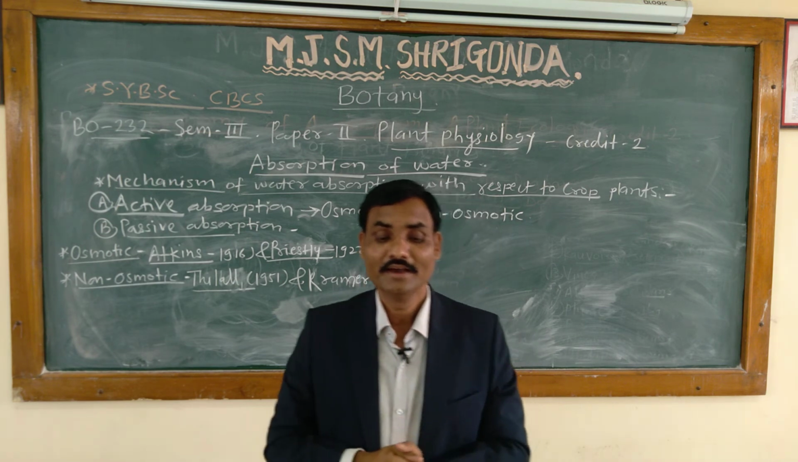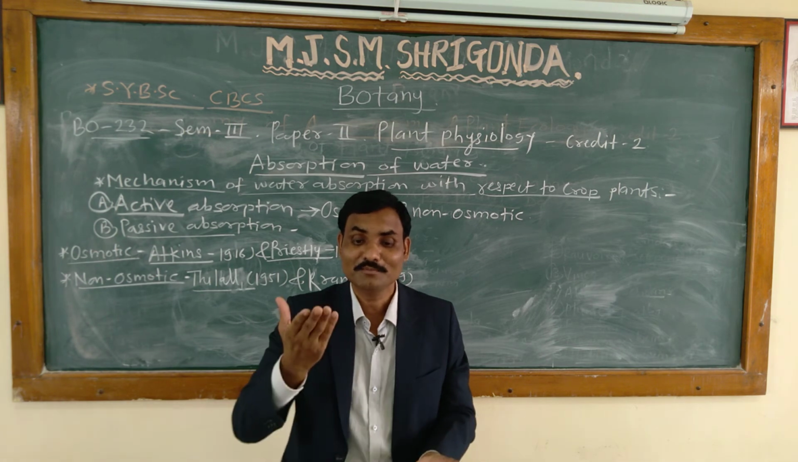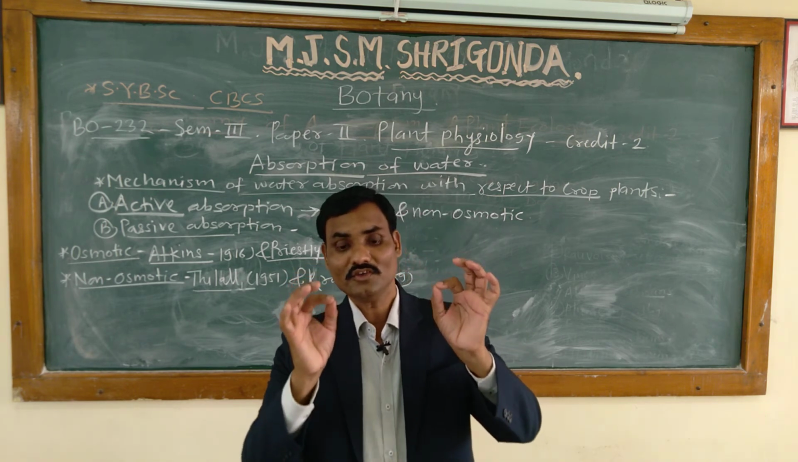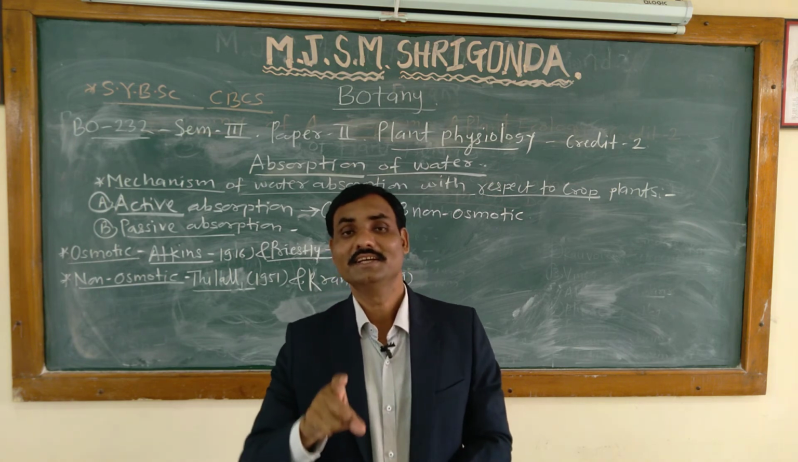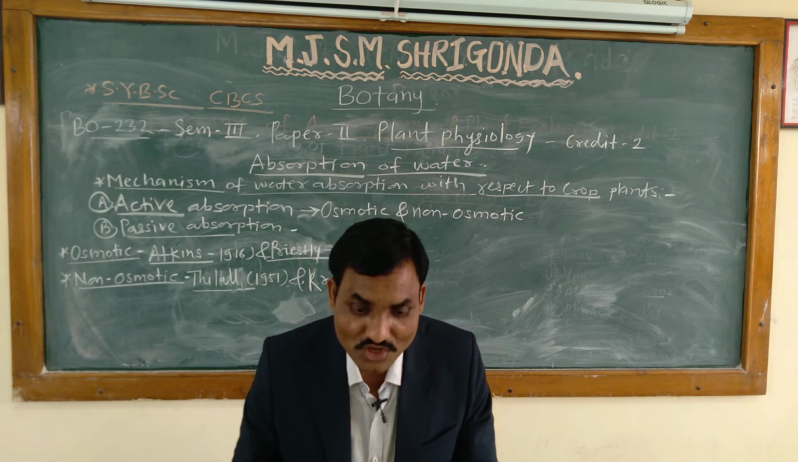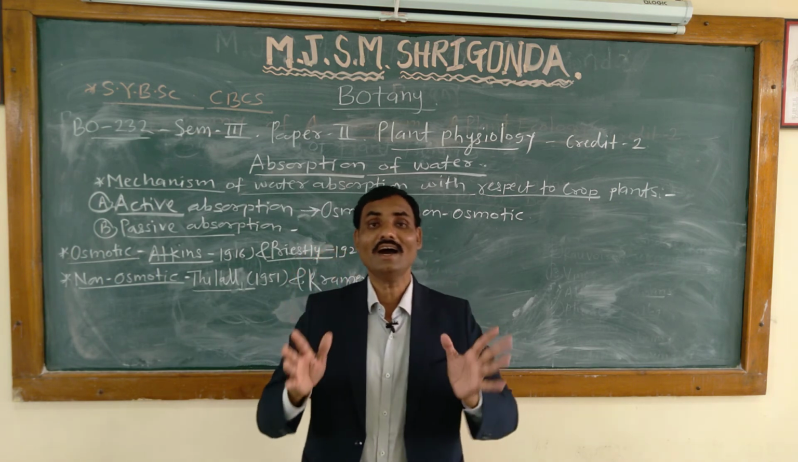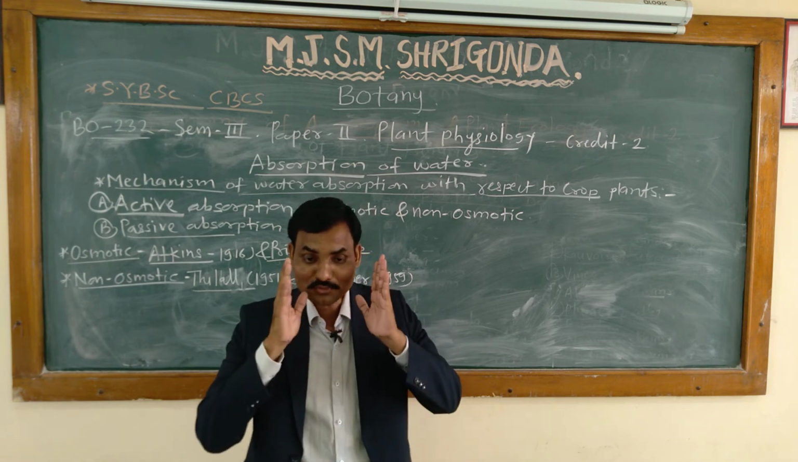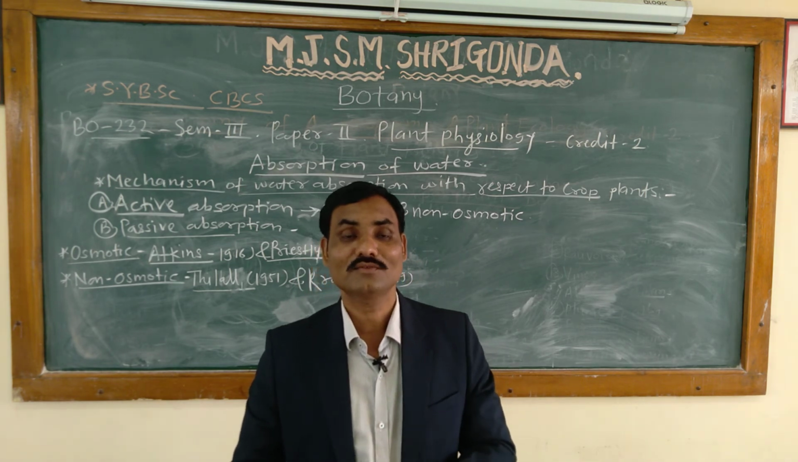First point is respiratory inhibitors. Which are the respiratory inhibitors? Like potassium cyanide, KCN, which inhibits the rate of respiration as well as the rate of absorption. Then wilting of roots occurs. This is a supporting point for this non-osmotic theory. Wilting of roots occurs in non-aerated soils such as flooded areas.